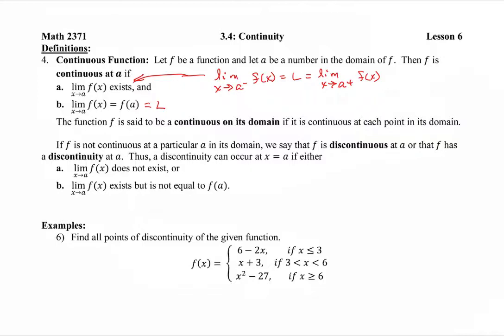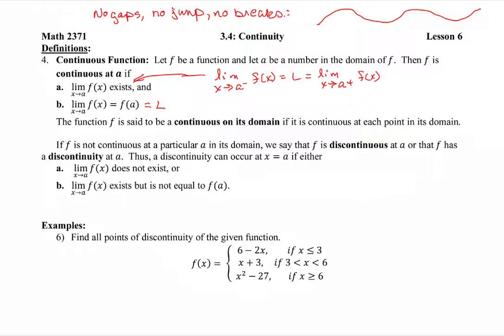Another way to think about continuous is that there are no gaps, no jumps, and no breaks. A non-mathematical way is that if you put your pencil on the graph, you can draw the graph without lifting your pencil. Okay?